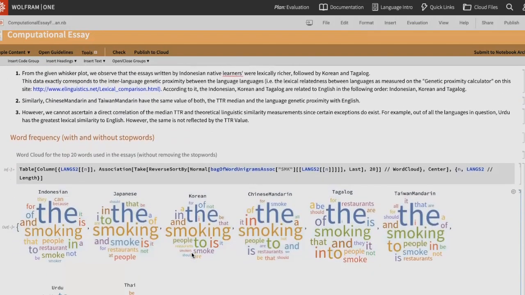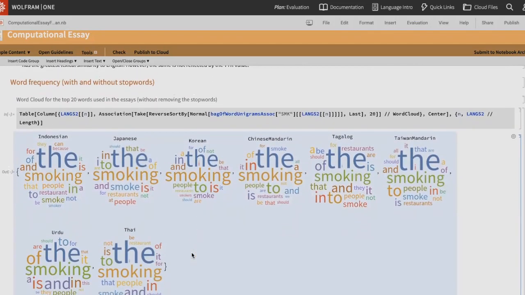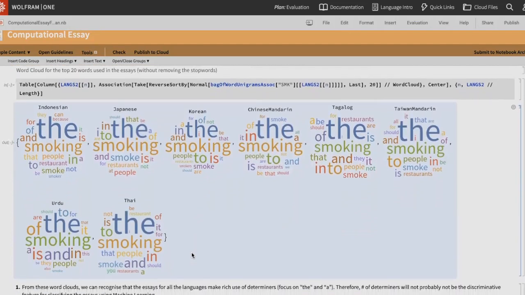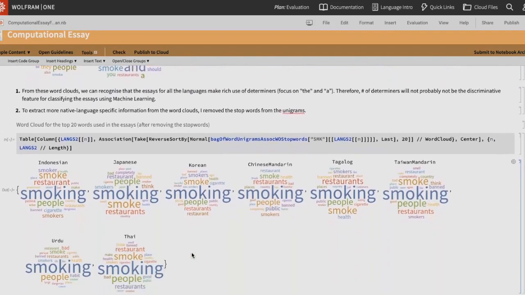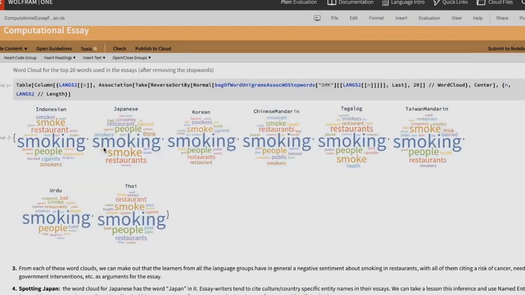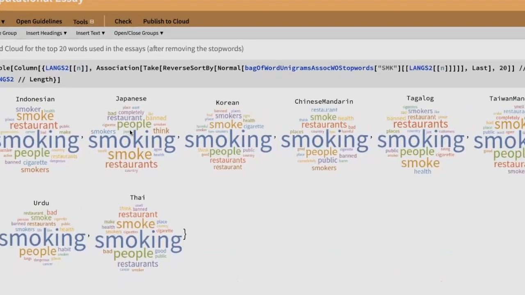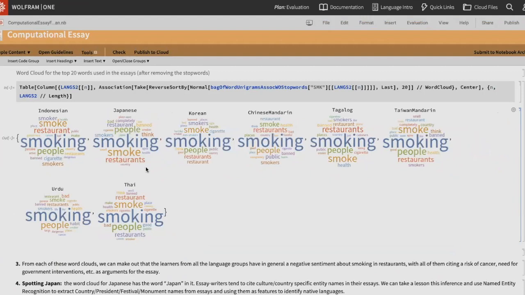Now let's move on to the feature of word frequency. When I decided to chart out the word clouds for the essays written by the speakers from various countries, I realized that there wasn't much of a trend to be seen. However, when I decided to remove the stop words, I came across a very interesting observation. And that was that for the Japanese speakers, I could find the word Japan and other country specific named entities.